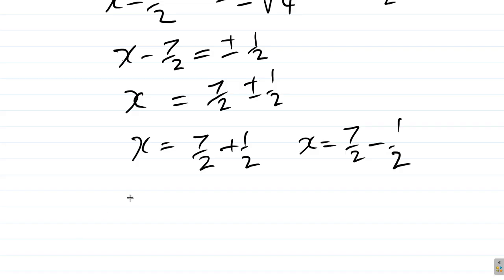So in this case, x is equal to 7 halves plus 1 half is 8 halves. 8 halves is 8 over 2, which is 4. And also x is equal to 7 minus 1 is 6. 6 over 2 is 3. So x is 4 or 3.